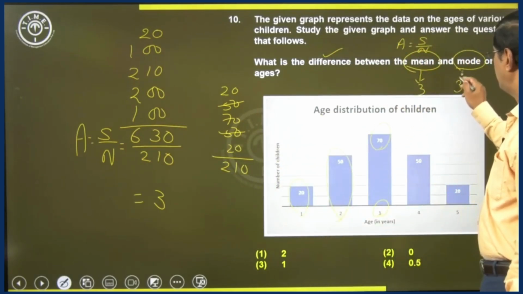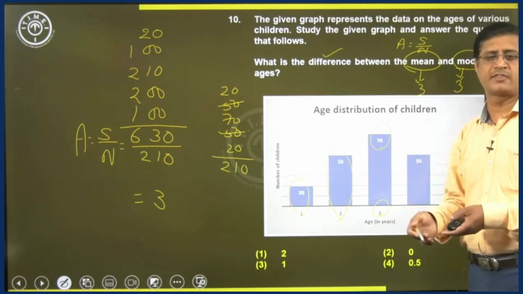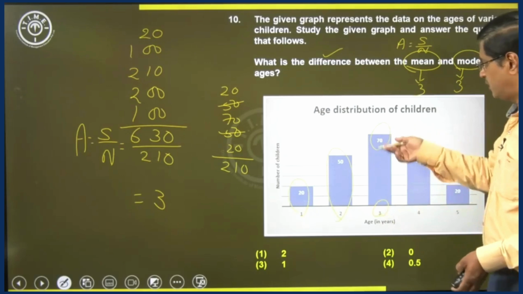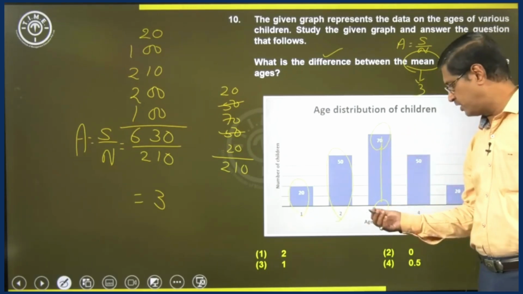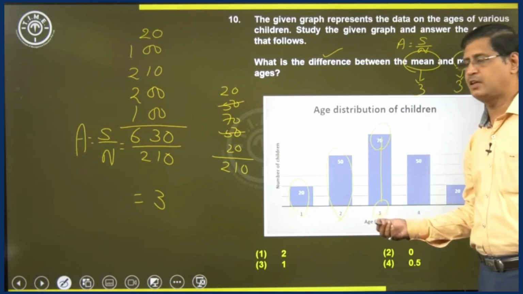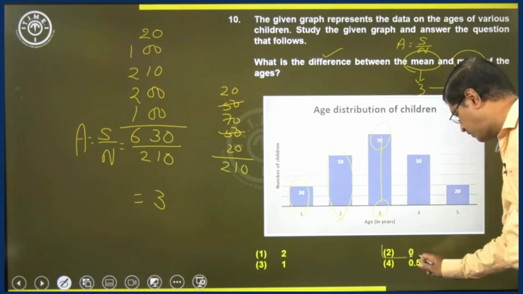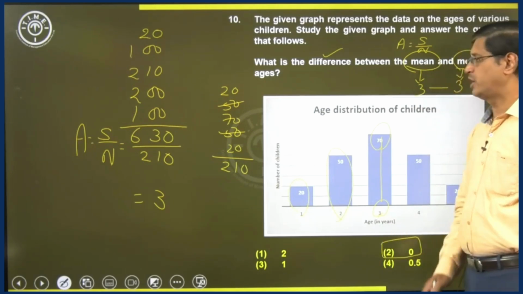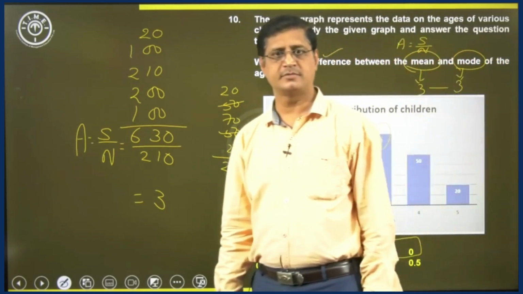Mode is also 3. The value which repeated more number of times, occurred more number of times, that is the mode. Here what is the mode? 70 is the higher frequency. So what is the age here? The group is 3. So what is the difference between 3 and 3? 3 and 3, the difference is 0. Right choice, option number 2. Second choice is the correct answer.